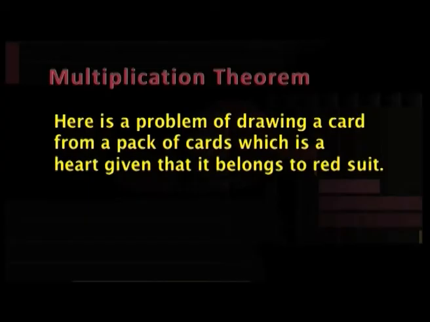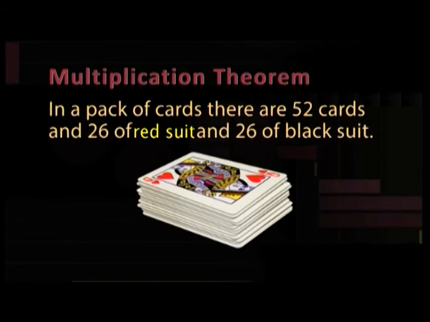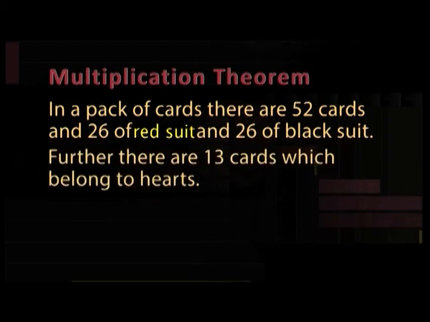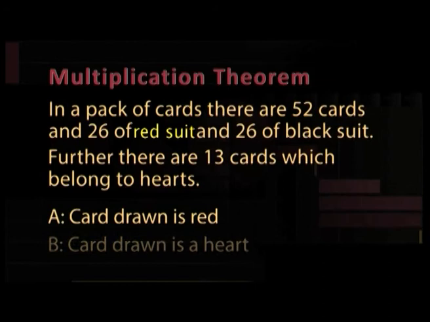Illustration 1. Here is a problem of drawing a card from a pack of cards which is a heart, given that it belongs to the red suit. In a pack of cards, there are 52 cards and 26 of red suit and 26 of black suit. Further, there are 13 cards which belong to hearts. Let us define the events. A. Card drawn is red. B. Card drawn is a heart.